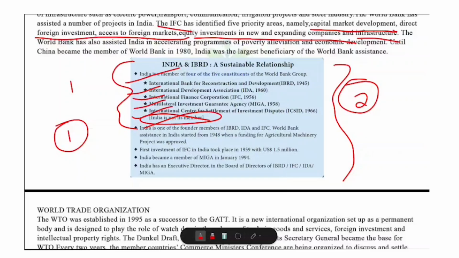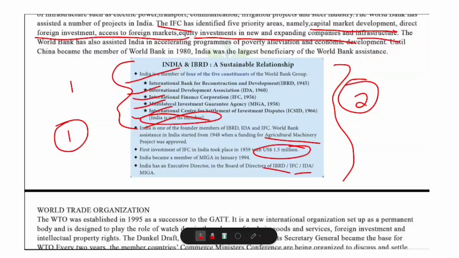The second, India's early World Bank assistance to India. In 1948, World Bank's assistance to India started with funding for an agriculture machinery project. And in 1978, IFC invested US $1.3 million in India to promote private investment and industrial growth. And what is India's role in governance here? India has an executive director on the board of IBRD, IFC, IDA and MIGA. This gives India a voice in decision making, project approval and policy guidance within the World Bank Group.